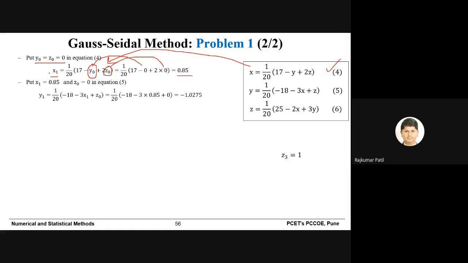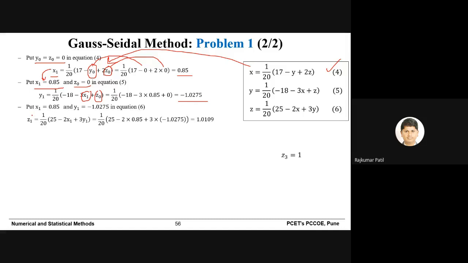Similarly, we will put x1, that is the latest value of x, which is equal to 0.85, and z0 equal to 0 in equation number 5, and then simplify that equation and you will get the first approximate value of y1, which is equal to -1.0275.